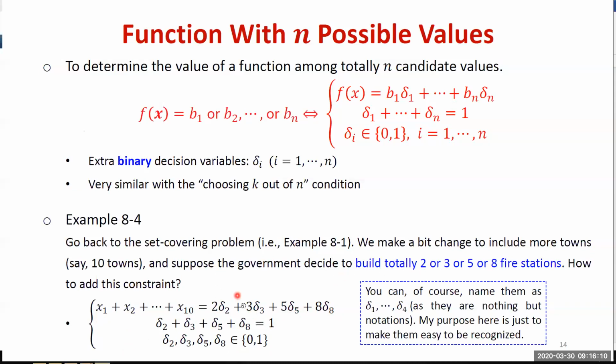Be careful here. I didn't use, for example, delta 1, 2, 3, 4. Instead, I use delta 2, 3, 5, 8. It's just a notation. I use this way because it's easy to find the corresponding meaning. For example, delta 2 means the value equals 2. Delta 8 means the value equals 8. If you like, you can of course use delta 1, 2, 3, 4. There's no problem. Again, this delta i is just a notation. You can also use, for example, A, B, C, D. It doesn't matter. Okay. Any questions?